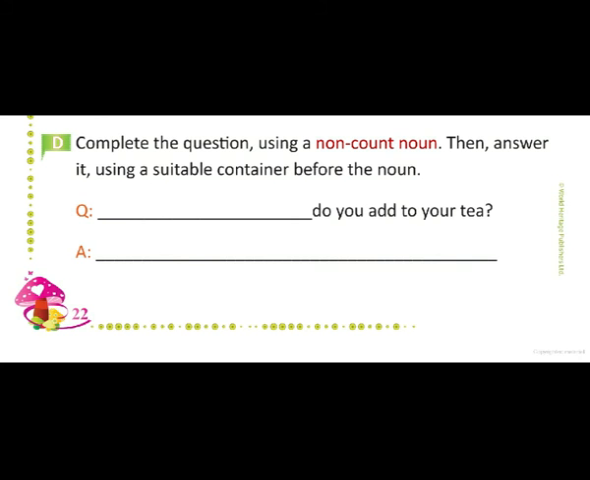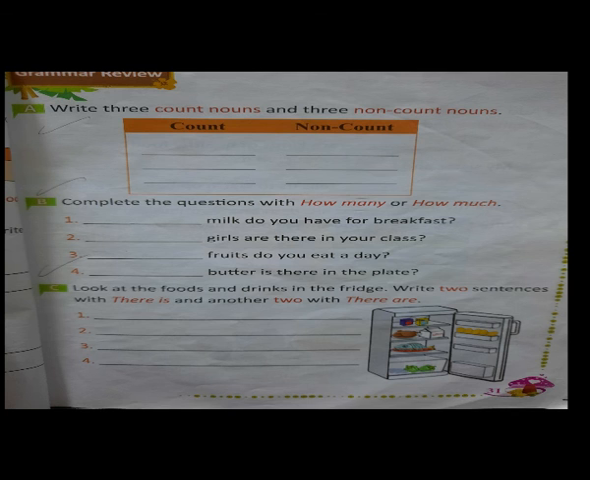In question D, complete the question using a non-count noun. Then answer it using a suitable container before the noun. For the question, I have a big space. Then, do you add to your tea? What can I ask here? How much sugar do you add to your tea, for example? And the answer under it would be I add 1 teaspoon of sugar.